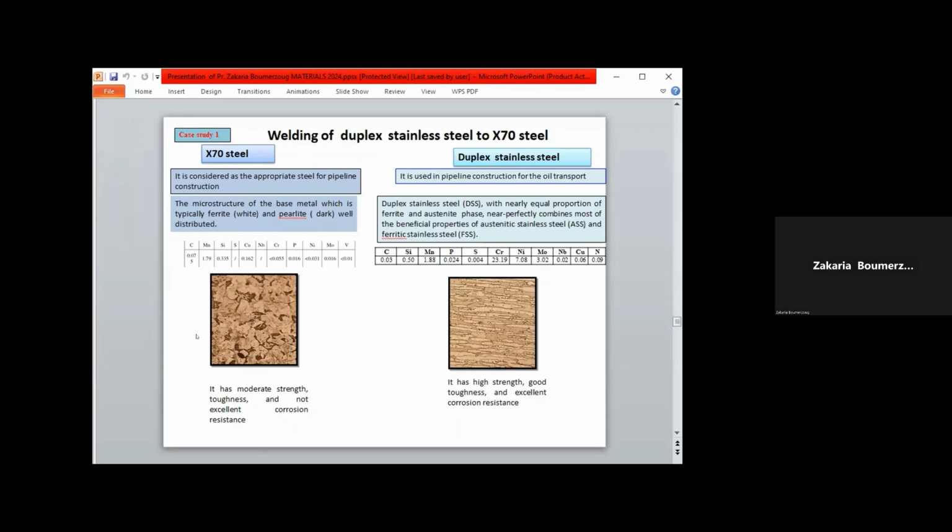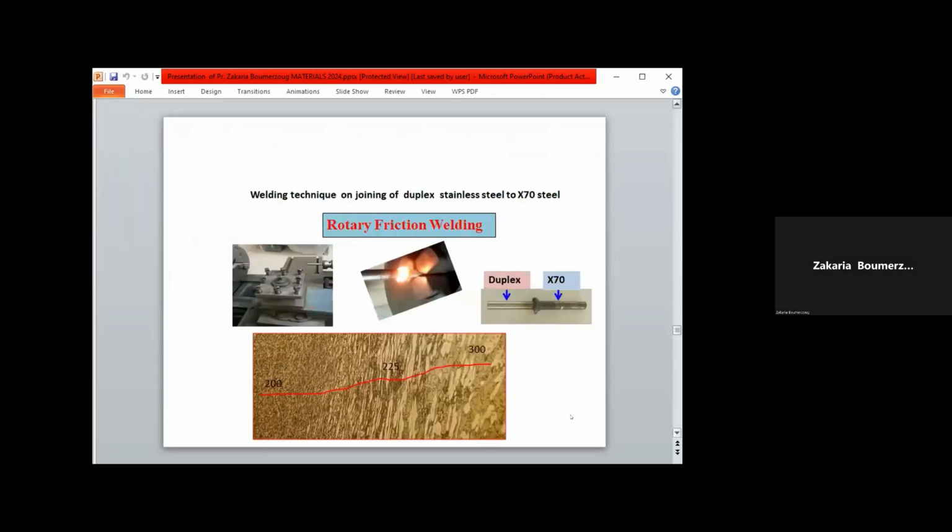Here, this is the microstructure of the X70 steel, ordinary steel, and this is the microstructure of duplex stainless steel, which contains 2 phases. What is the technique used to weld those dissimilar steels? It is rotary friction welding, as shown here. This is the sample welded by rotary friction welding, and this is the welded joint, which shows us the difference in microstructure between the 2 steels, and there is no defect observed in the central zone, which is in the welded joint.